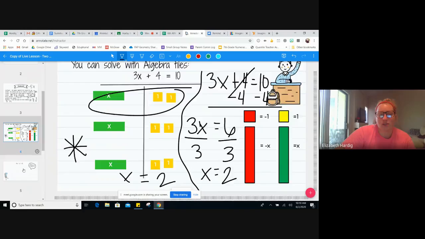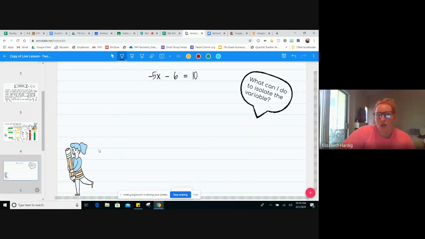So now we're going to look at a second example. And think of what we did with the algebra tiles. We moved the constants first. So if I'm looking at this equation, -5 is in front of a variable. So that's a coefficient. I have -6, which is a number by itself. So it's a constant. And it equals 10. So I'm going to draw my line to separate the equation. I want to get the x by itself. So I'm going to move my constant first.